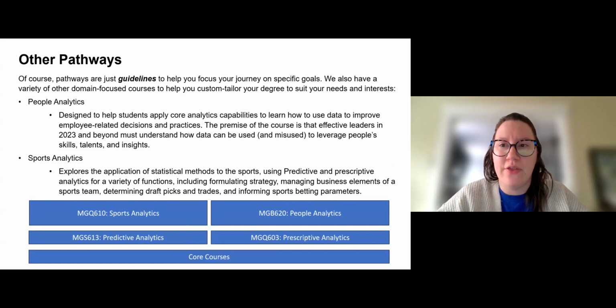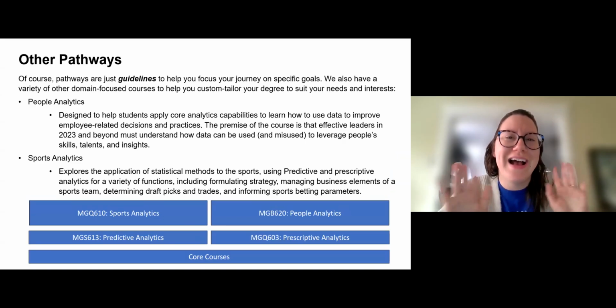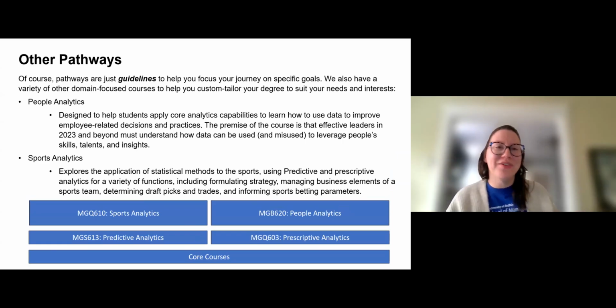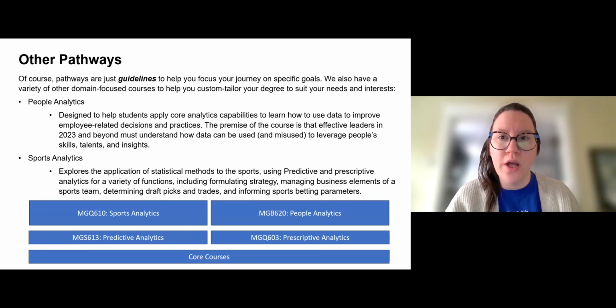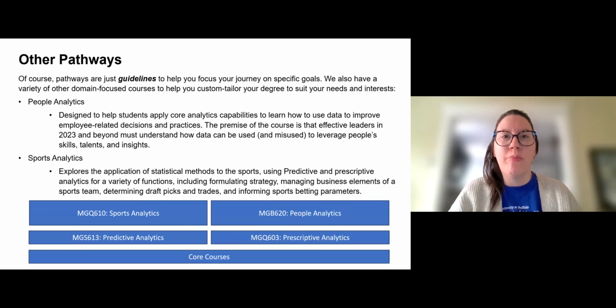And then we have some other pathways. These ones are just, as an aside, our pathways are just guidelines. So it's just to help you focus your journey. You can obviously take whatever courses that you want in terms of electives, but it's just to guide you if you want to focus in one area.